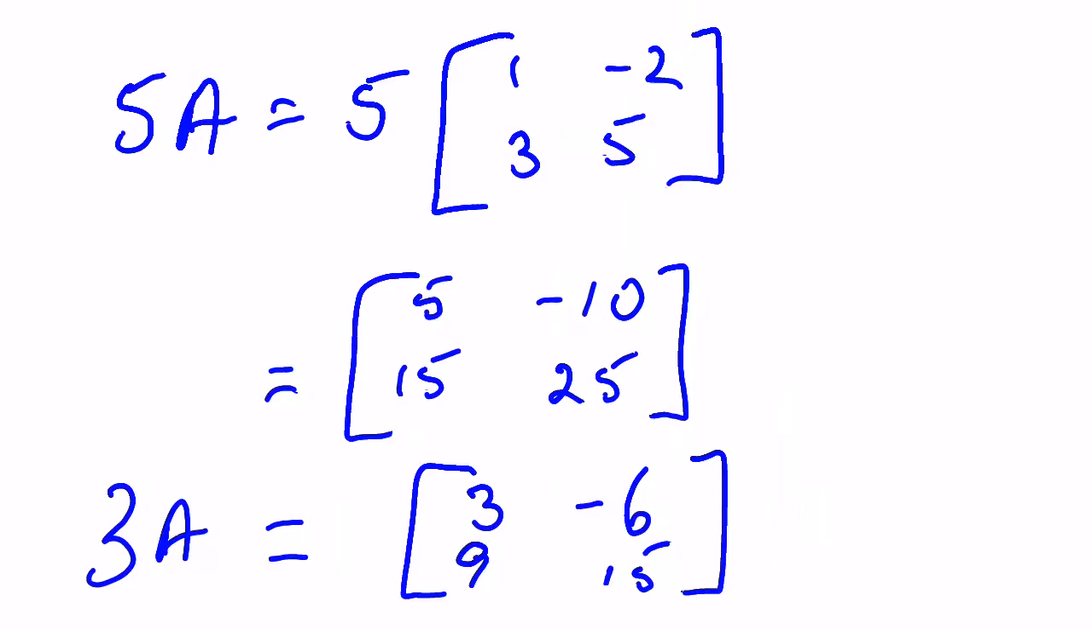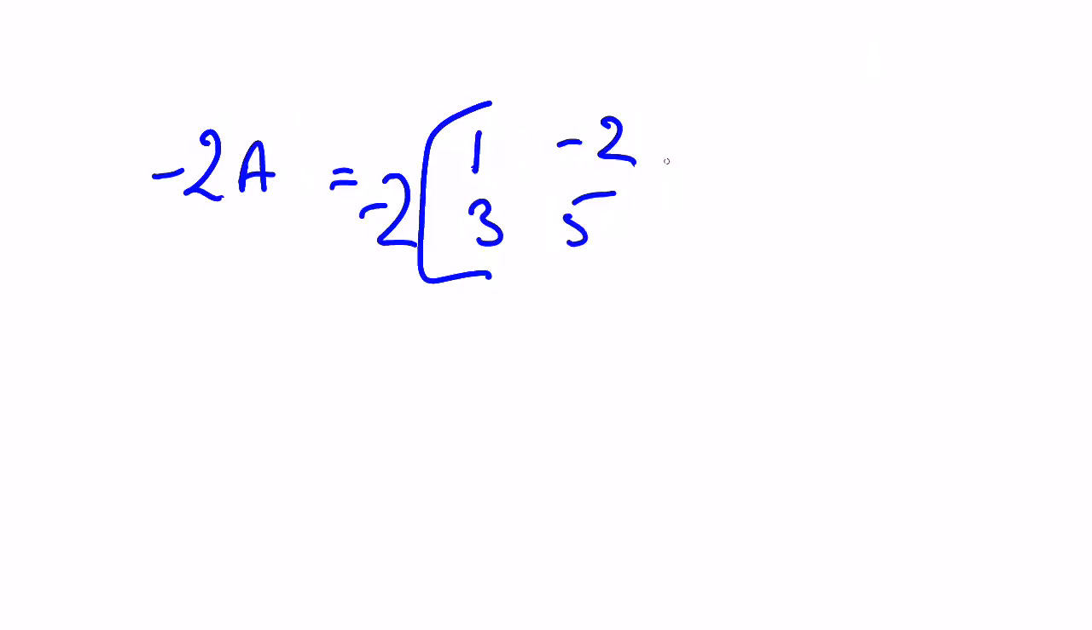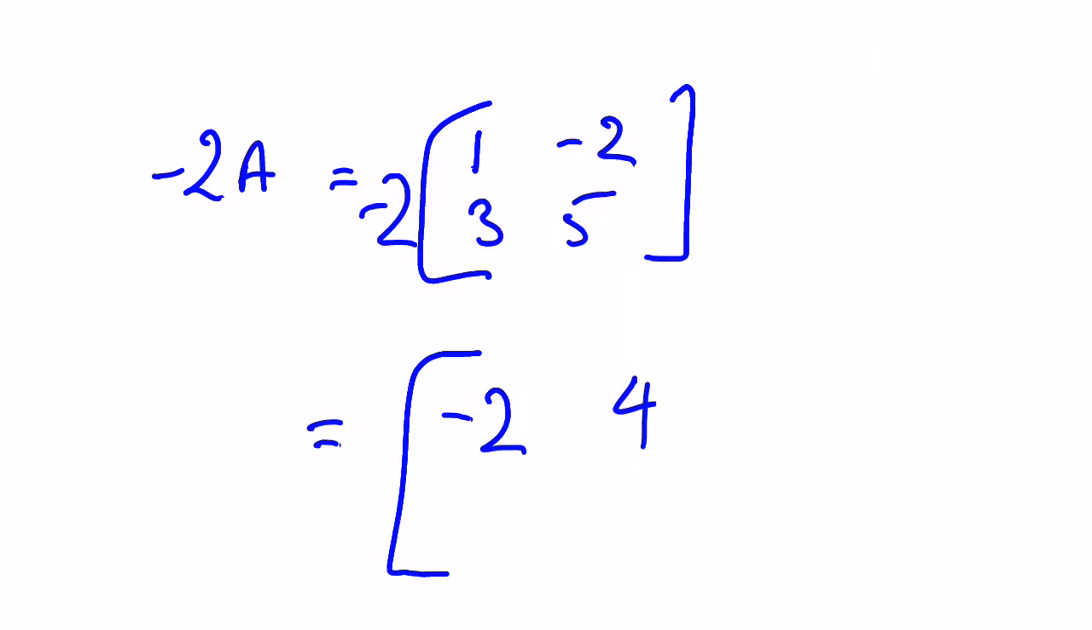Okay, I hope that wasn't too complicated. The -2 is also not complicated, but again, we have to be careful with our negative numbers. So, -2A is going to be -2 times the matrix A, which is 1, -2, 3, 5. So -2 times 1 gives me -2. -2 times -2 gives me +4. And the others will all be negative, -6 and -10. And that's how we multiply by a scalar.